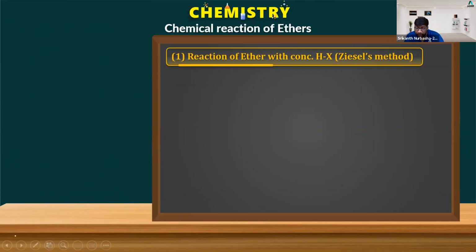Next, chemical reactions of ethers. Reaction of ether with concentrated HX, Zeisel's method. In this reaction, with concentrated HX, the lone pair of electrons on oxygen attacks the H plus ion to form protonated ether. Like alcohol forms a protonated alcohol, ether will also react with H plus to form protonated ether.